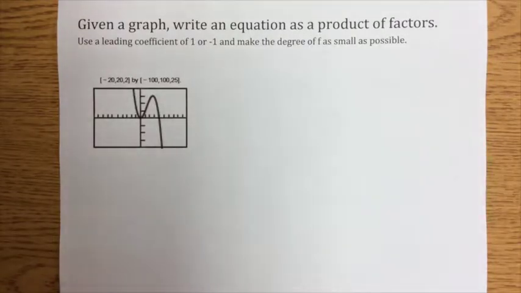If we have a graph, we can find our real zeros fairly easily and determine their multiplicity based on their behavior around the x-axis and write an equation as a product of the factors. So let's look at a couple things before we get started.